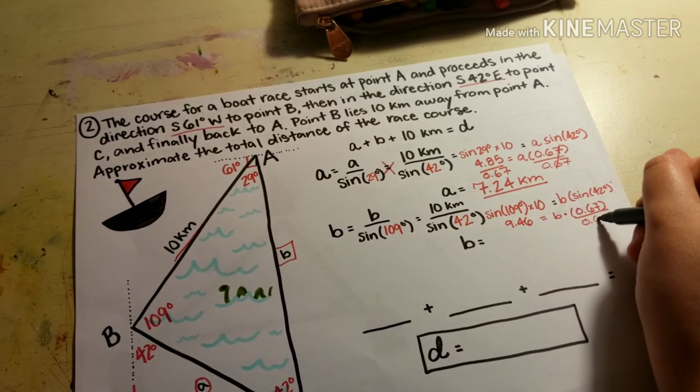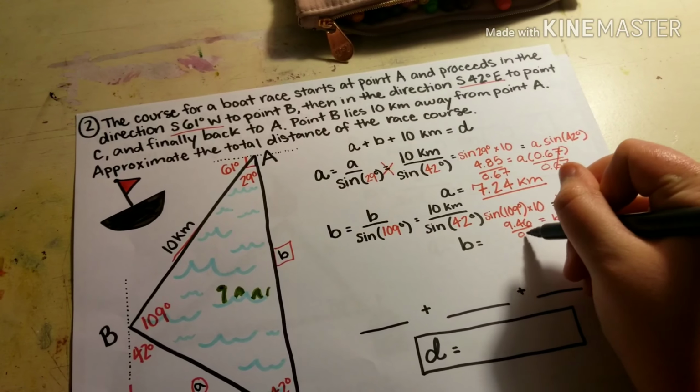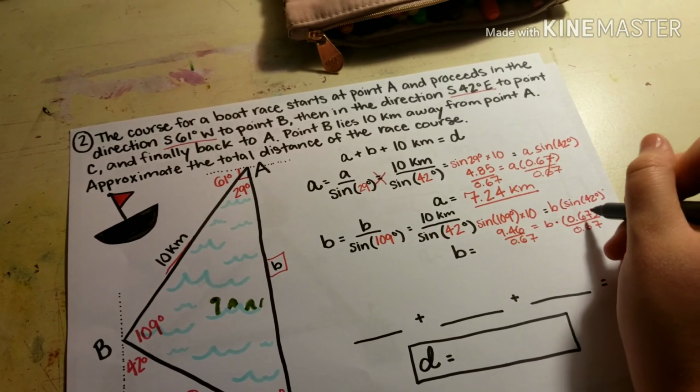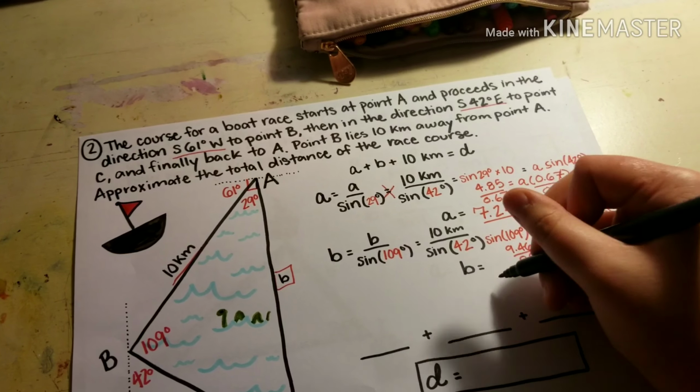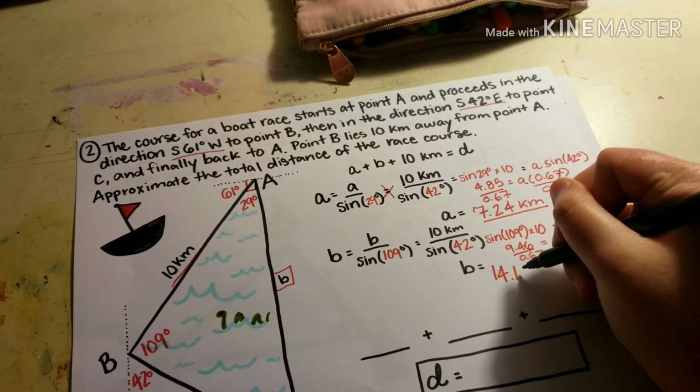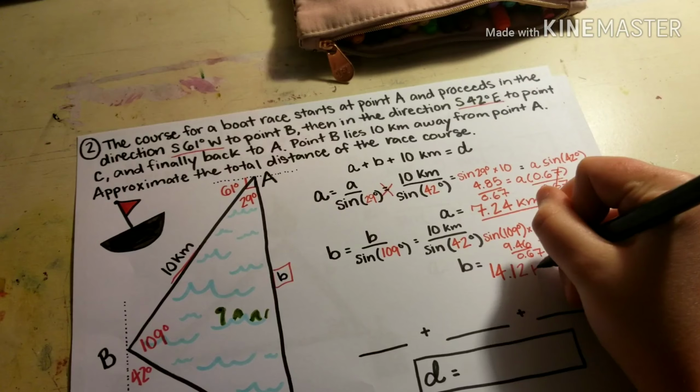When you simplify everything down, this side cancels out. When you divide those, you get 14.12 kilometers.